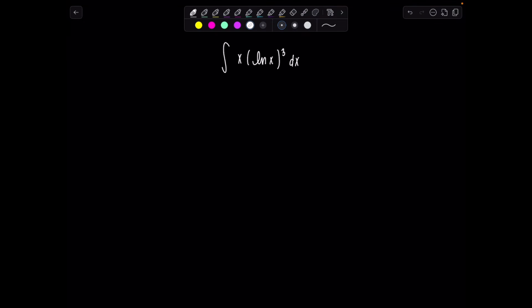Here is your latest integral of the day. We have the indefinite integral of x times the natural log of x cubed dx. And this one's pretty straightforward, so pause the video, try it on your own if you want.